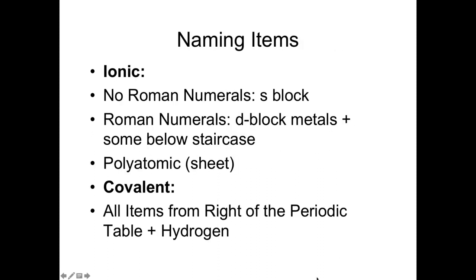So this last slide here is just a review of everything we covered. In ionic, it's important to separate what you have. No Roman numerals will be s-block. Roman numerals are d-block metals and some below the staircase. Polyatomics come from the sheet that I provided. Make sure to memorize those. And covalent are all the items from the right of the periodic table and hydrogen.